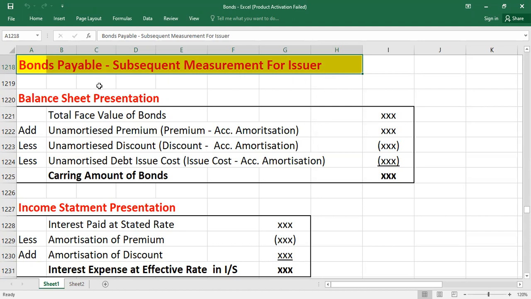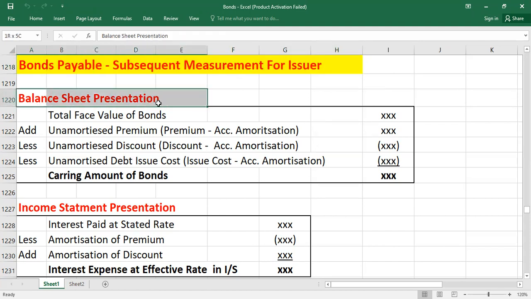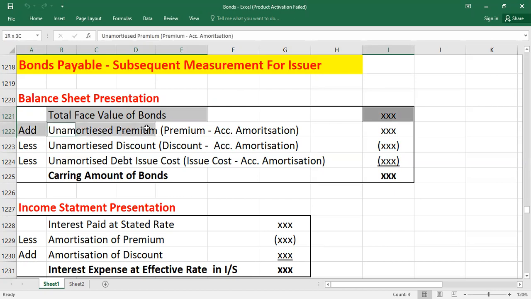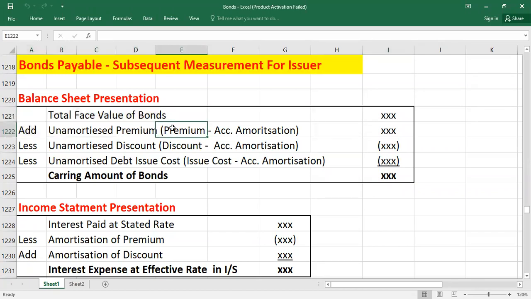First of all, we need to understand how we present the bonds in the balance sheet. Here we have a balance sheet presentation. In the balance sheet, first of all, we write the total face value of bonds. Then we need to add unamortized premium. This is a really important word. Unamortized premium, how can we calculate it? We always need the total value of the premium. From the total value of premium, we subtract accumulated amortization. This is how you get unamortized premium, and this we will learn today.